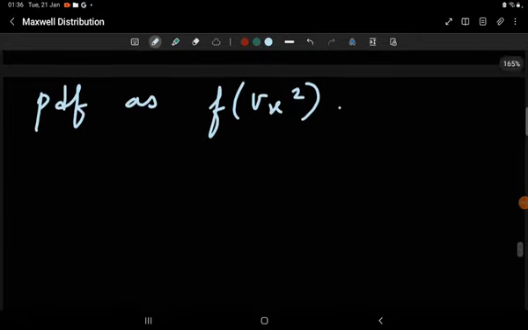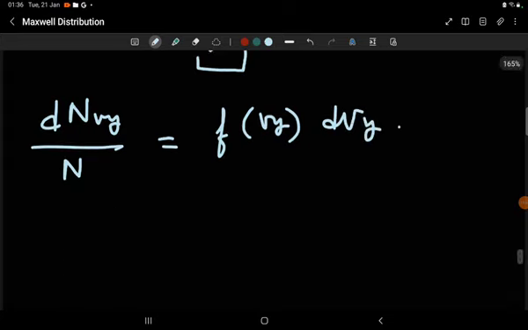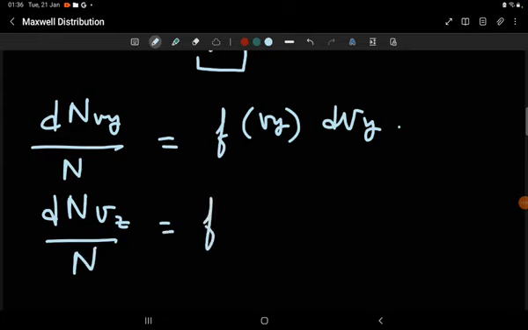This can be extended to all the other directions without a change in the functional form. Remember, as this motion is completely isotropic, the functional form remains the same, and whatever happens in one direction is the same in other directions as well. So we can write with similar notation that this is true, and again with similar notation that this is true.